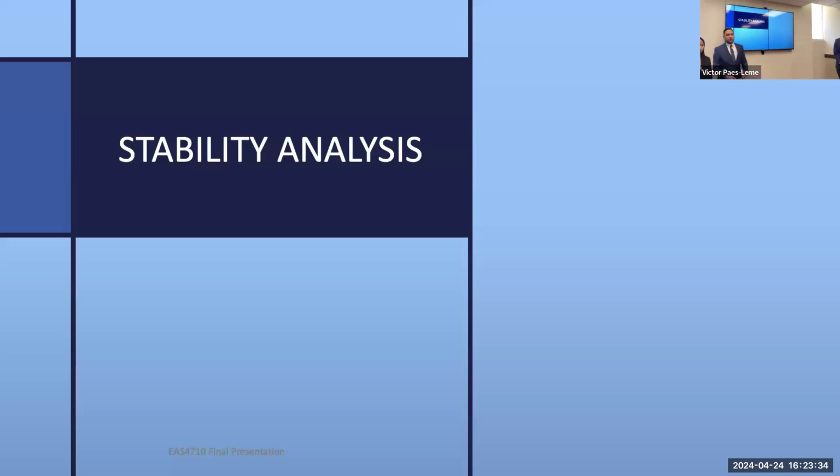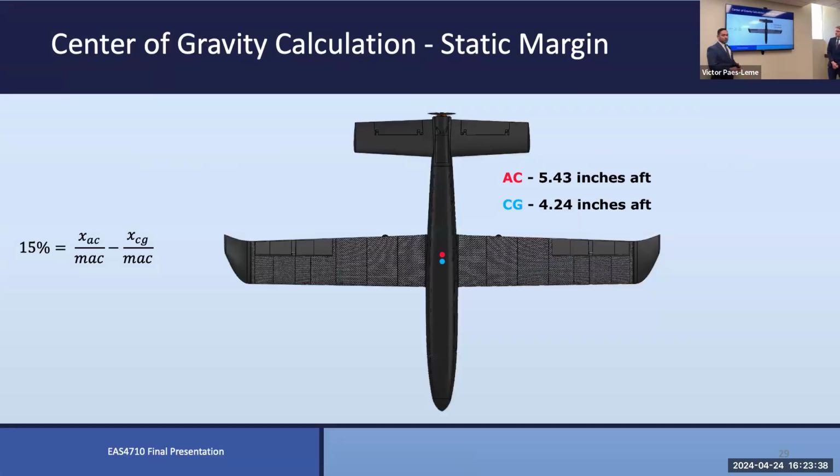Next I'll be introducing the stability analysis that we did for our aircraft. The first thing that we needed to consider in terms of how stable we wanted our aircraft to be was most importantly the center of gravity. For the center of gravity, we wanted to be in front of the aerodynamic center of the airplane, which is indicated by this red dot here, which we calculated.